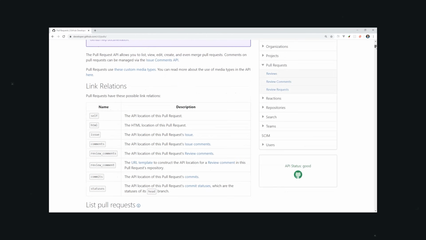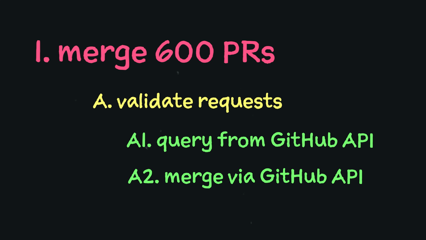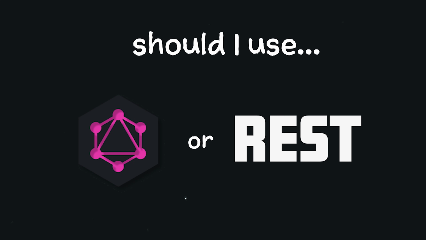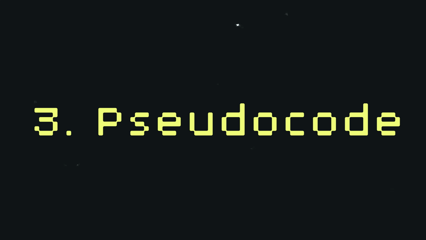Now at this point, we have our main problem broken down into a few subproblems. And we've done research on the tools and APIs that can support these requirements. In most situations, there will be more than one way to solve a problem. Like in this case, I could use the GraphQL API or the REST API. So make sure to weigh the pros and cons of alternative approaches. And now we're ready for step 3, pseudocode.